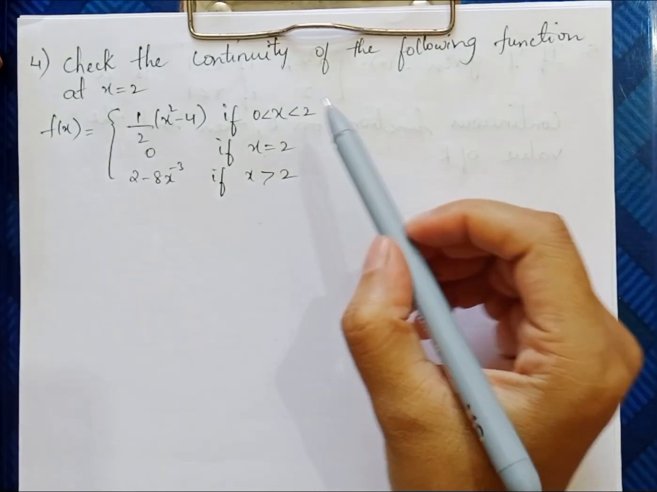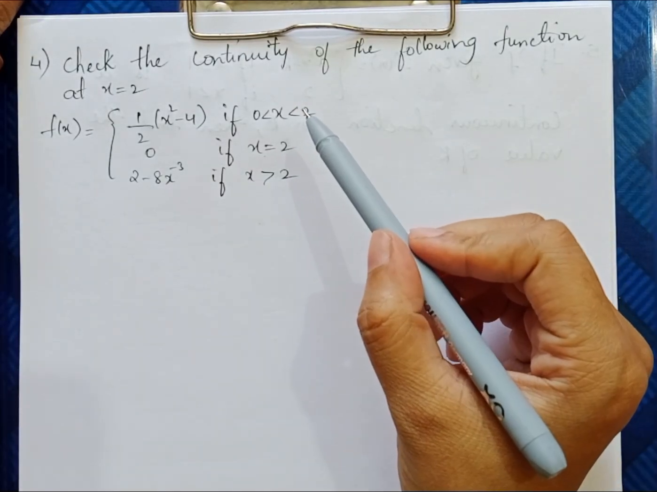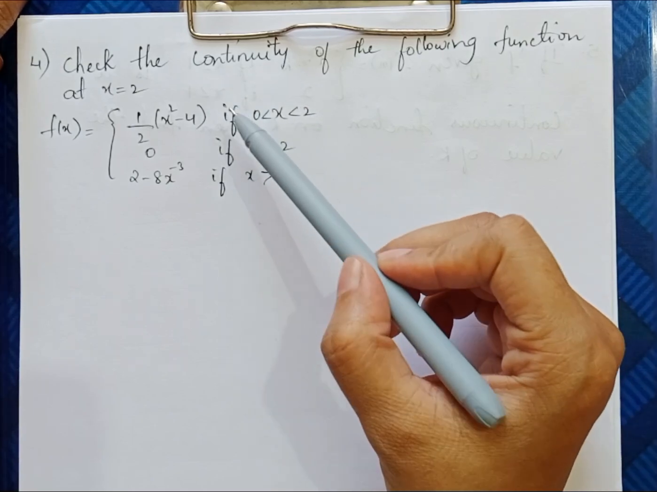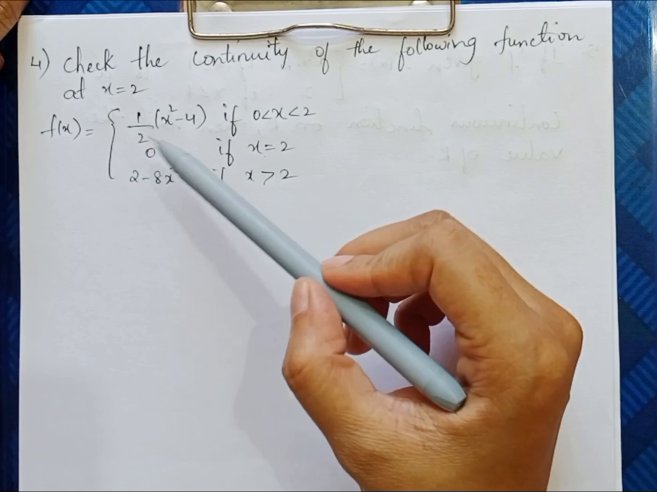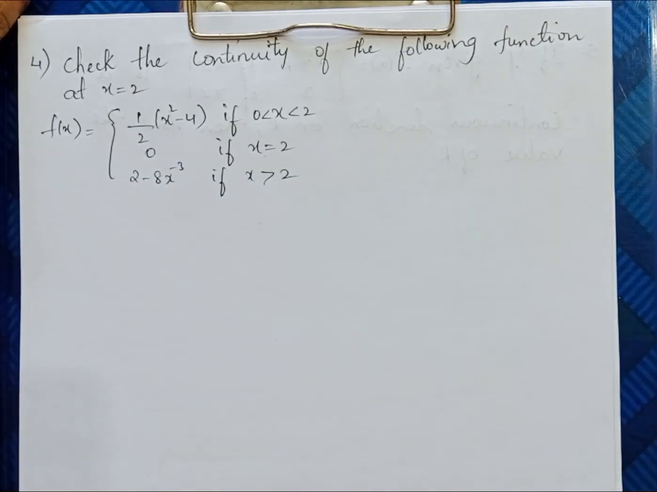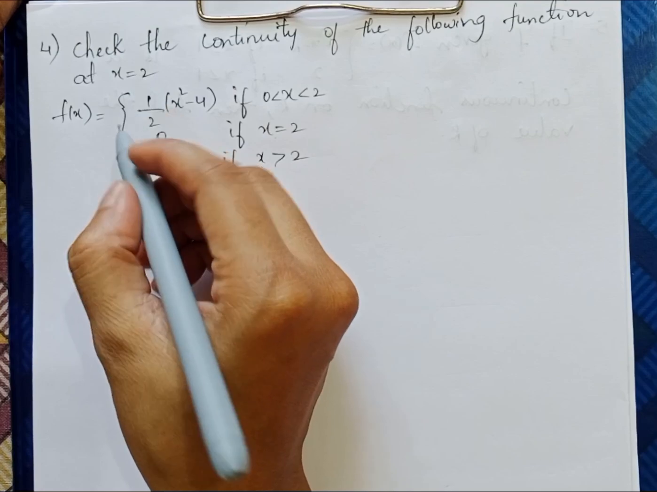So our next question is, check the continuity of the following function at x equals 2. So here we have to find the continuity. We will use the rule for the left hand limit and the right hand limit. The left will be the negative, at 2, as asked in the question.